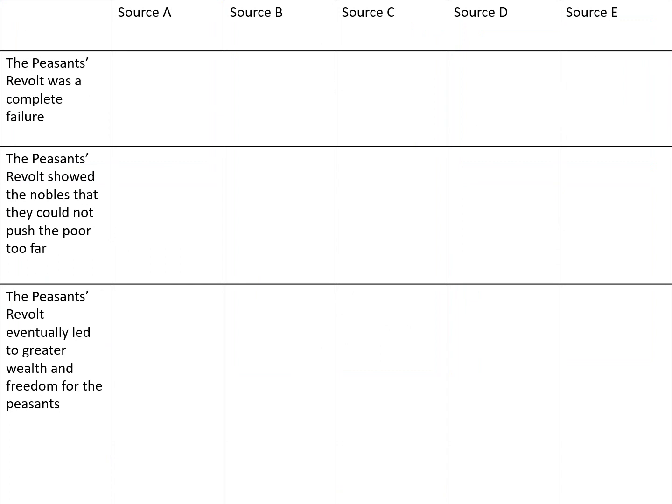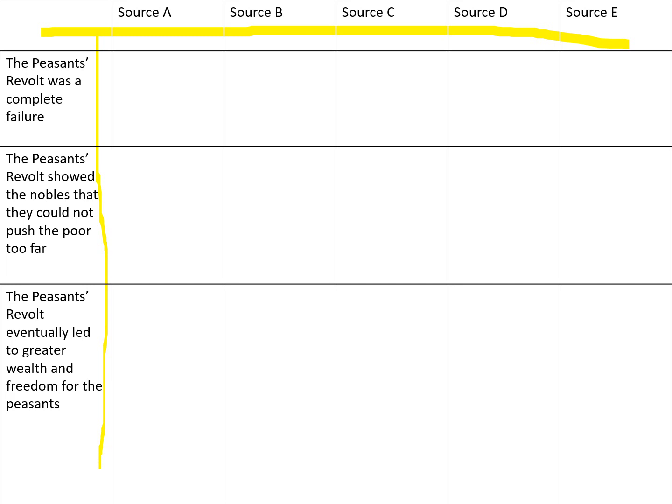Here is our table. It is going to be on the worksheet, so if you're working on the worksheet, you don't need to worry. If you're not completing on the worksheet, you can draw this table like this. So it's going to be 6 columns across, and then 3 rows down.